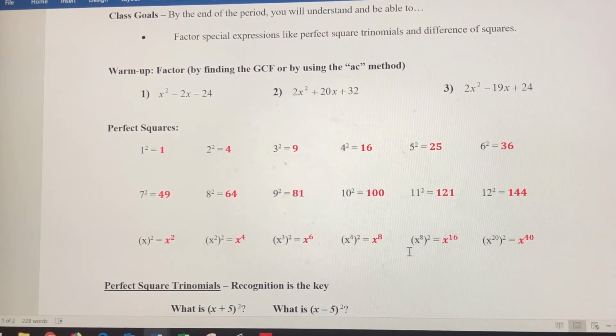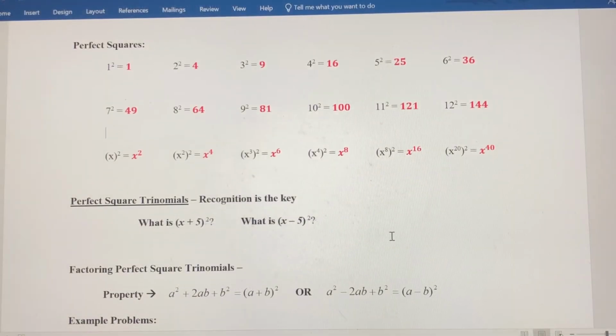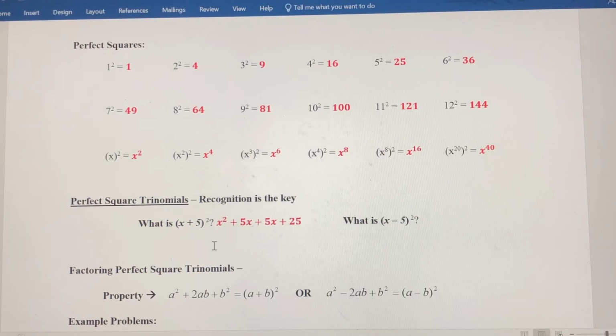What you're going to hear me say when you're factoring these perfect square trinomials and difference of squares is that recognition is the key. You need to recognize when you have either perfect square trinomials or difference of squares. So first off, let's see what perfect square trinomials look like. What is x plus 5 to the 2nd power? We can break that down as x plus 5 times x plus 5. When we multiply that out, we get x squared plus 5x plus 5x plus 25. Notice I have 2 of these 5x terms. When I combine those, I get 10x.